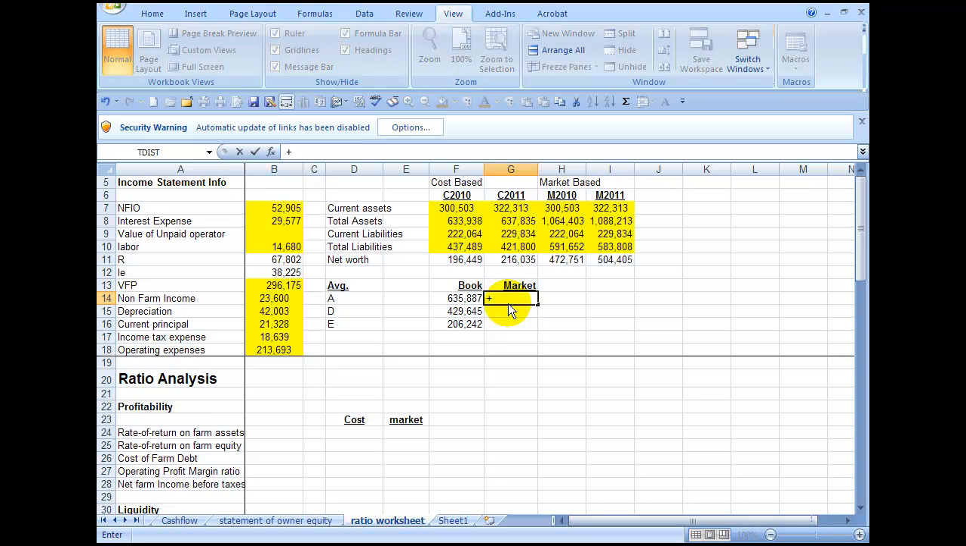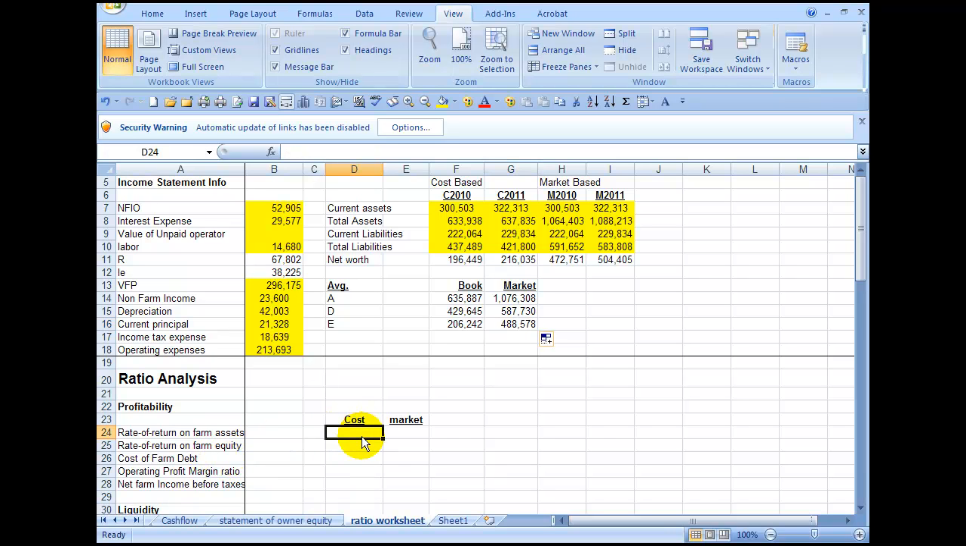So here's my market. Beginning times 0.5 plus ending times 0.5. Debt plus the beginning times 0.5 plus ending times 0.5. Equity just right underneath it, so I can actually just copy that down. Double click to make sure it's doing it right. Yes, it is. So now we're good. We've got all of our information in here that we need to calculate all the other ratios.